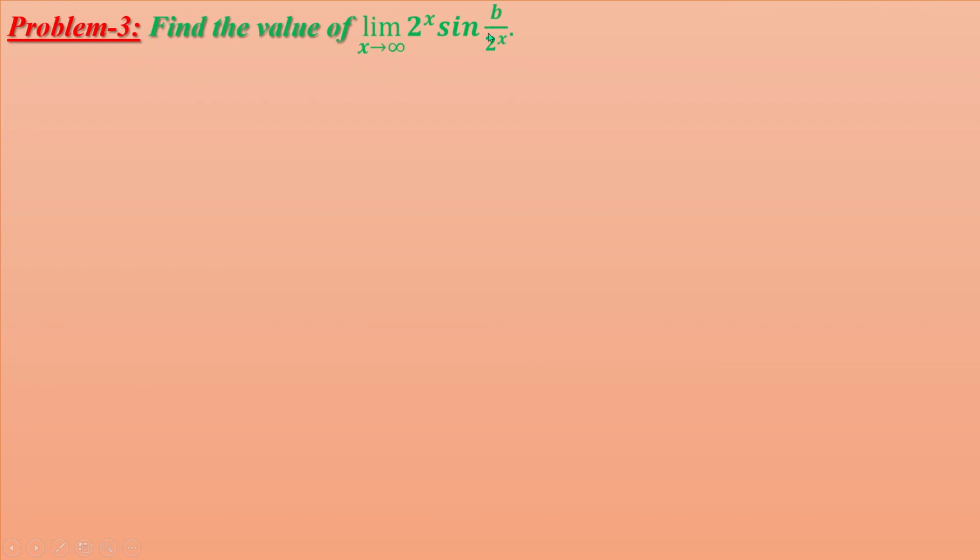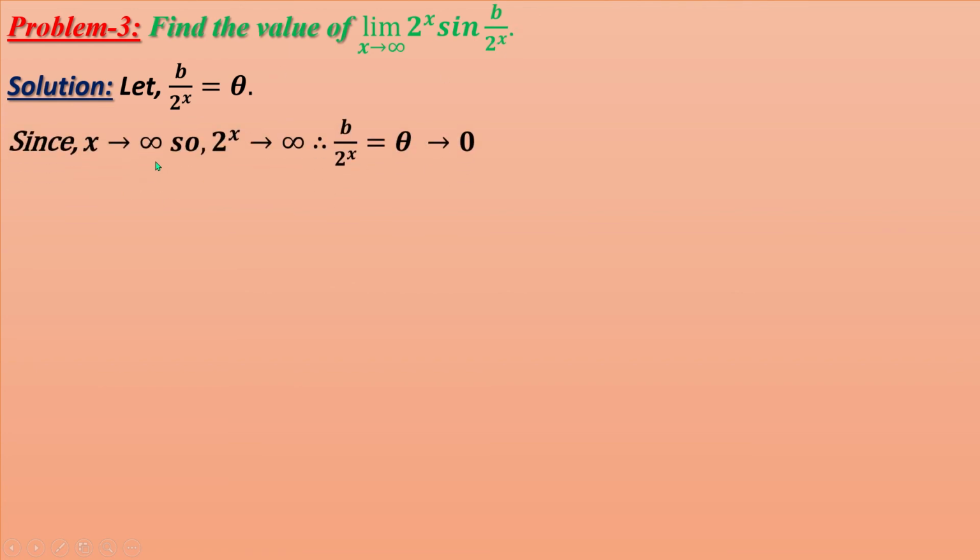Find the limit of 2 to the power x sine of b by 2 to the power x, as x tends to infinity. Let b divided by 2 to the power x equal theta. As x tends to infinity, 2 to the power x also tends to infinity. When we divide b by positive infinity, the value tends to 0. That means theta tends to 0.